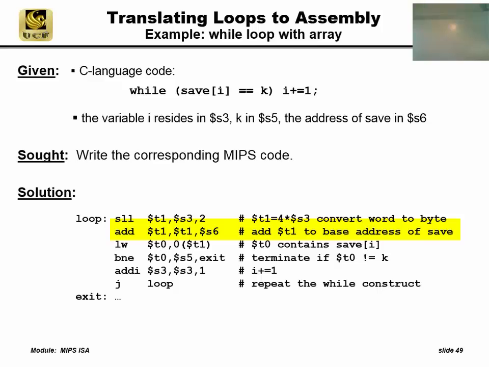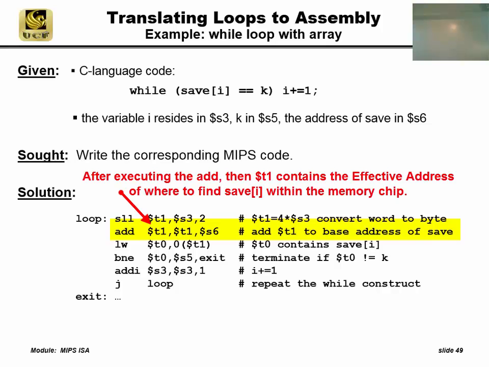So this started as an address, I is the offset, multiplied by 4 is in T1. We have to add the base to that. It's in S6. Now in T1 is the effective address. Are we ready to load? Yeah. How much offset? 0.